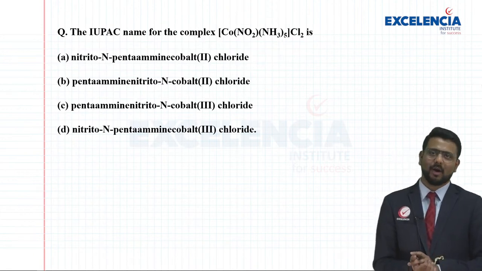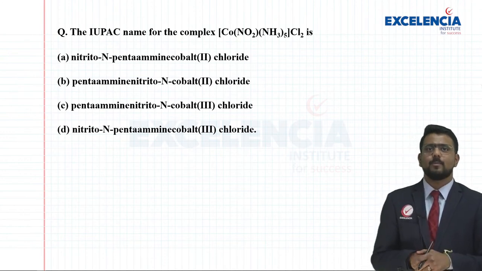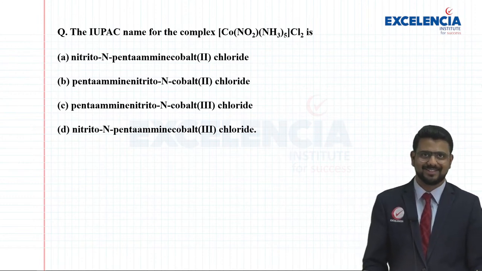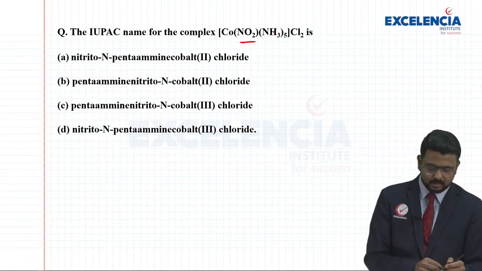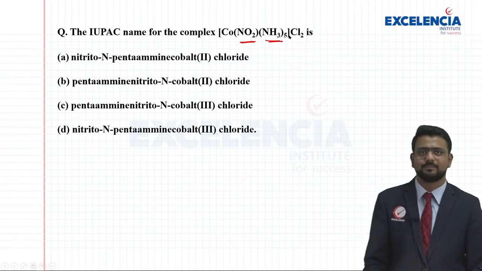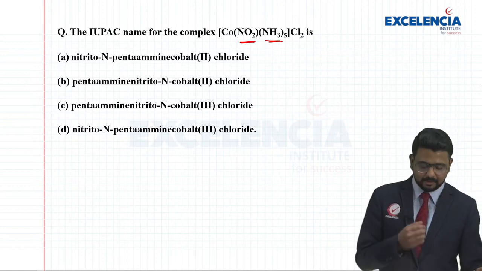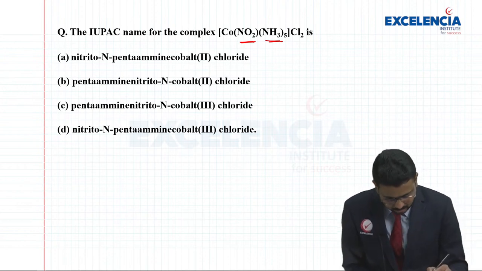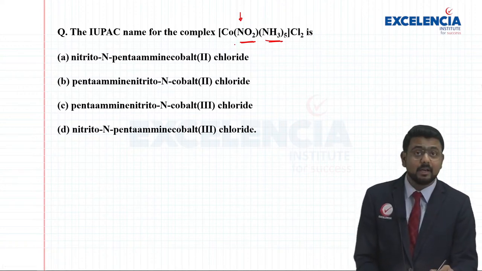Next question. One of the questions they may ask you is based on IUPAC nomenclature. The IUPAC name for this particular complex, [Co(NO2)(NH3)5]Cl2, is... Here we know that NO2 is an ambidentate ligand. NH3 we already know is ammine, and because of alphabetical order, ammine is going to come first. So we can have it as pentaammine, nitrito, and here the connection is through nitrogen, which is the reason we put N. So pentaamminenitrito-N cobalt chloride.